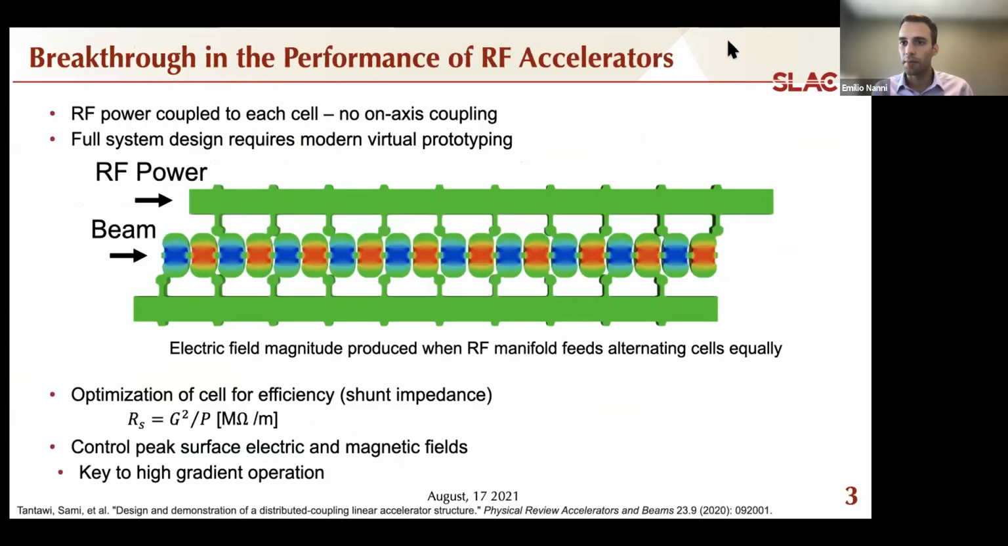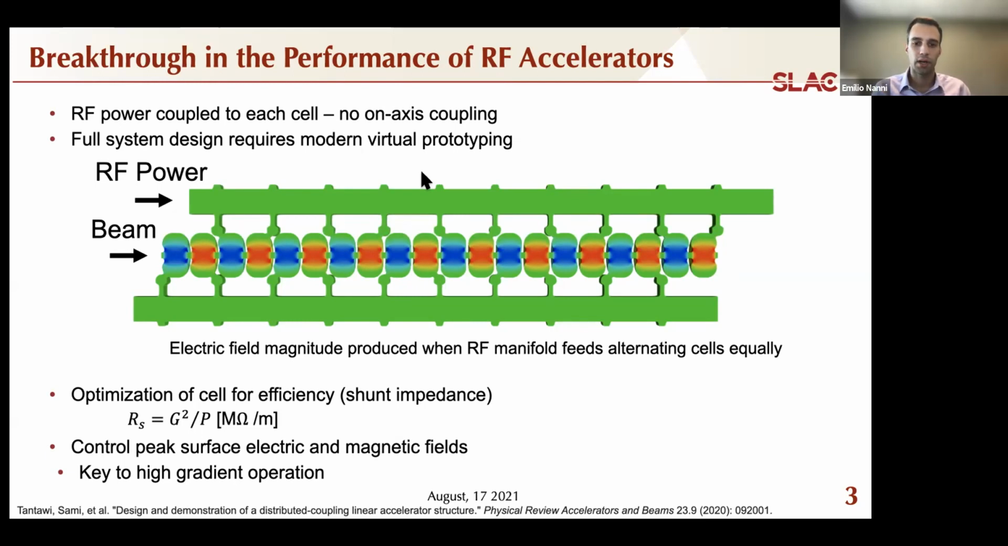So I want to begin today with a little bit of the view of the, let's say, the accelerator physicist in this scenario. And what I think I have to highlight is that there really has been a breakthrough in the performance of RF accelerators over the last few years. And it comes down to two distinct topics. The first one is actually in the design of the accelerators themselves.